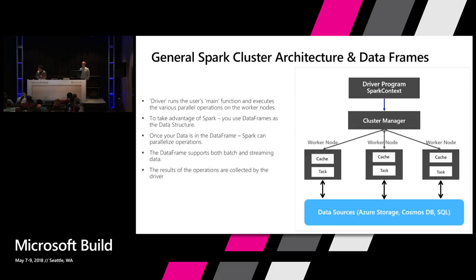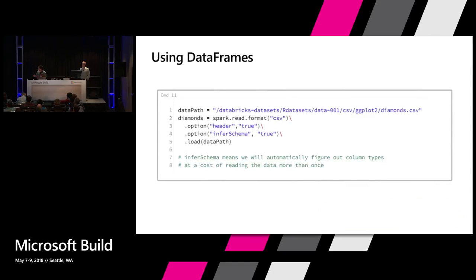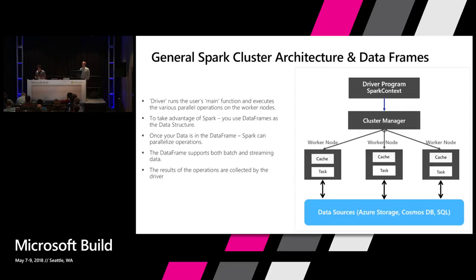And the way this magic happens is through something called a data frame. A data frame is conceptually a table. Whenever you're reading data into Spark, you can read it from CSV files, you can read it from SQL, you can read it from Cosmos DB, you can read it from many different formats. But you put data in a data frame, and once you put data in a data frame, Spark knows how to parallelize the operations on that data.